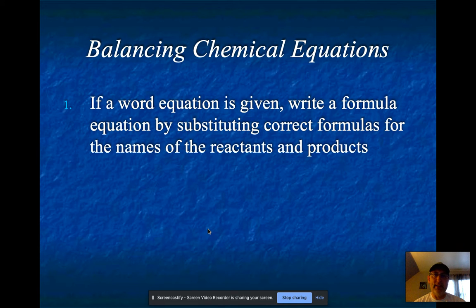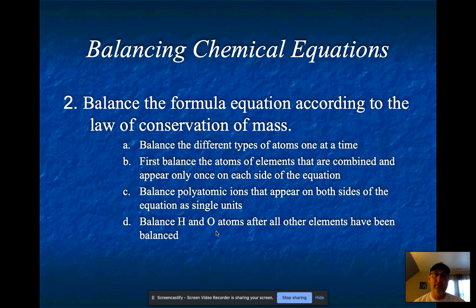Okay, so balancing chemical equations. Now, these word equations, we are going to do that tomorrow. Okay, we're going to wait and do the word equations tomorrow. So we're just going to do symbol equations today. But that's the one thing you have to do. If words are given, you have to write it correctly. And that's kind of going back to what we did in 7.1.